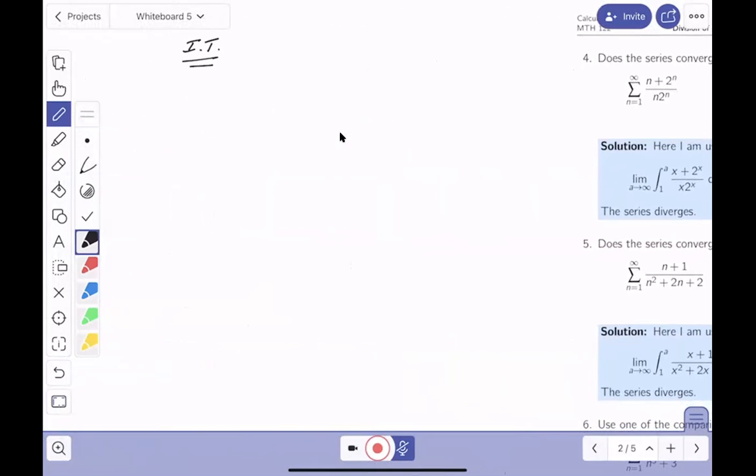And I'm going to put this down here. It's definitely a positive term series. Again, I want to make sure you're looking at that and know what I mean by that. The n's a positive number. The top is always positive. The bottom is always positive. So I'm going to write this over here. f of x equals (x plus 2 to the x) over x to the x.